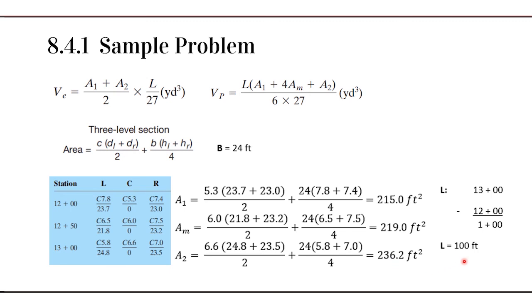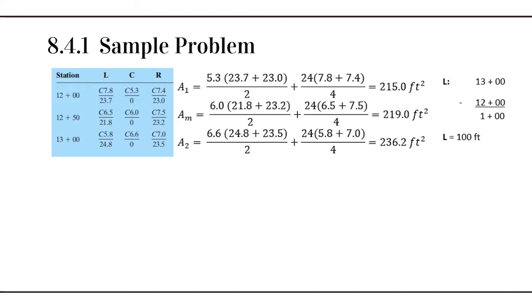We have to solve for L. We just have to subtract station 13 and 12. So we have here 1 or 100 feet. So the requirements are all complete. It's here in the upper portion for an easy access of the data we computed. And we can now solve for the volume of the cross-section.